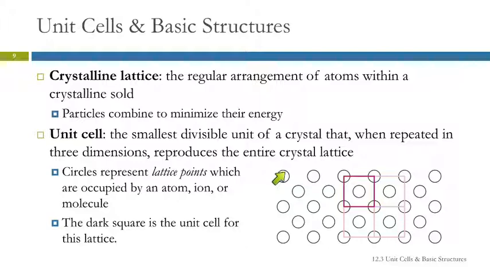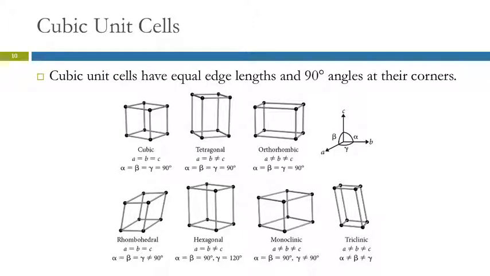It's called a unit cell. We draw circles to represent the lattice points. Those are going to be occupied by an atom, an ion, or a molecule. So this dark square here is the unit cell for that lattice. Any questions? So there are different types of unit cells. We're only going to talk about cubic unit cells and one hexagonal.